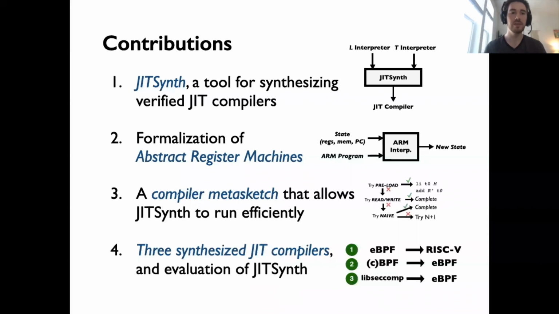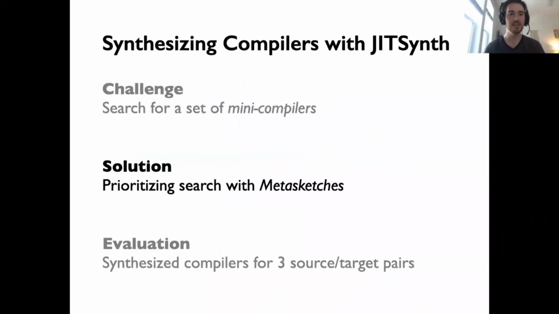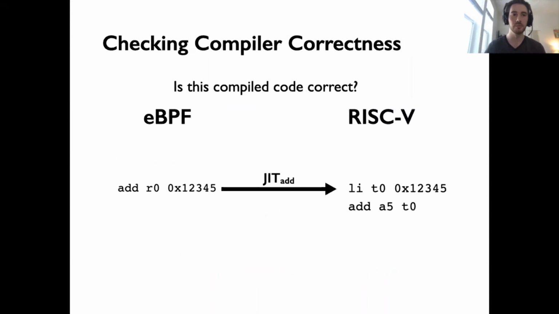Finally, we evaluate JITsynth by using it to synthesize JIT compilers for 3 different source-target pairs. So far, we've discussed the first 2 contributions. We'll now discuss the remaining contributions, starting with JITsynth's compiler metasketch. In this section, we'll briefly introduce general sketches, then show how to effectively explore our large search space using metasketches.